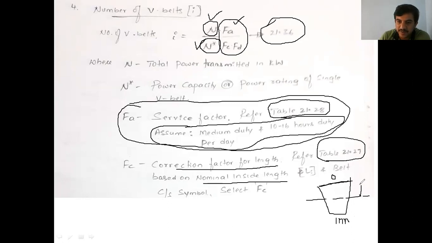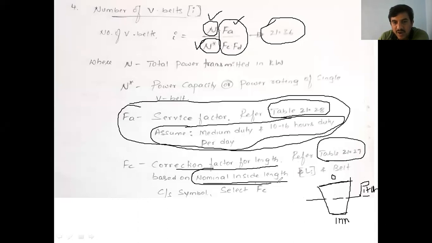That is the pitch point, or what we will call the pitch line. Now, the length of the inner portion of the belt is called the nominal inside length. The pitch along the length of the belt, which we consider as the pitch line, is the nominal pitch length of the belt. Now here, the correction factor for the length mainly depends upon what?